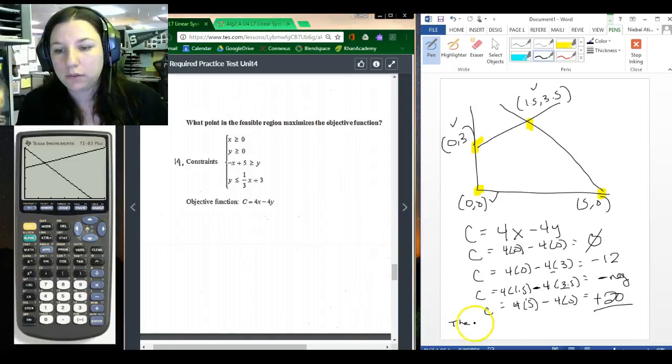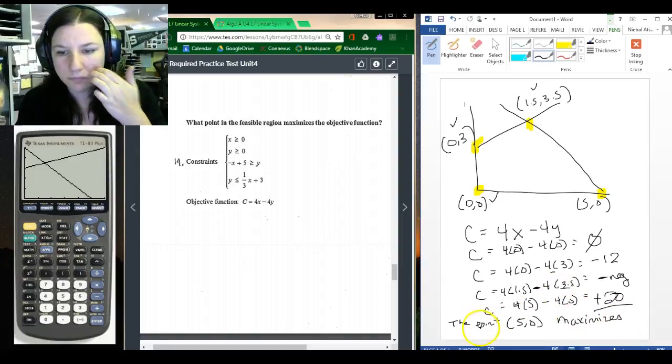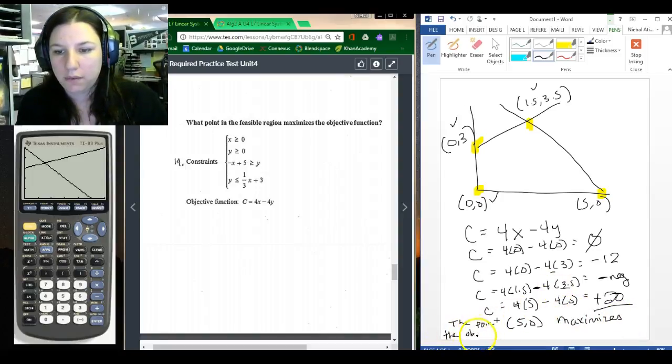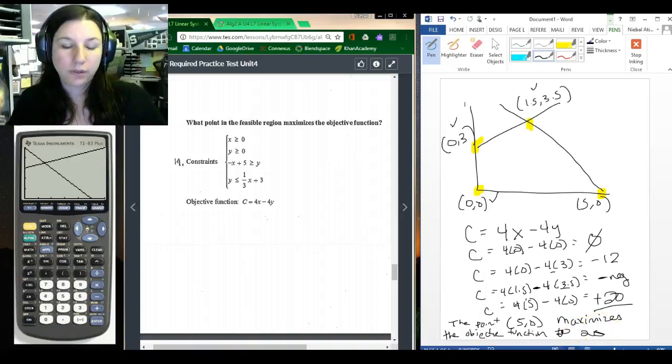So the point 5, 0 maximizes the objective function to 20. There's your final answer.